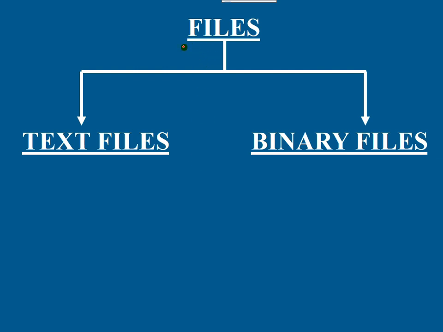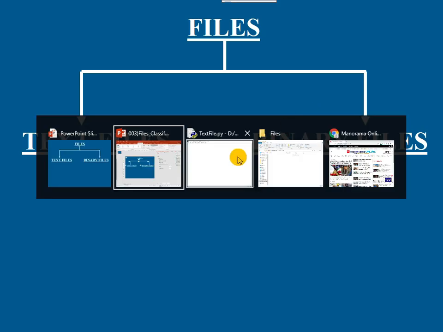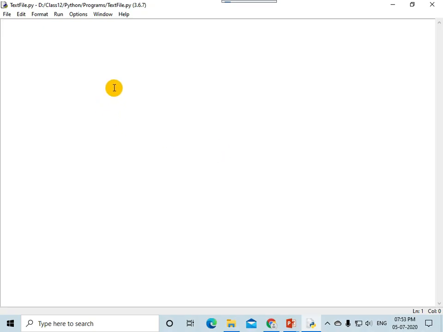Files are classified into two, text files and binary files. Let me explain text files and binary files using an example. Let me open the Python editor. Let me start with a comment: a Python program to explain the different types of files.